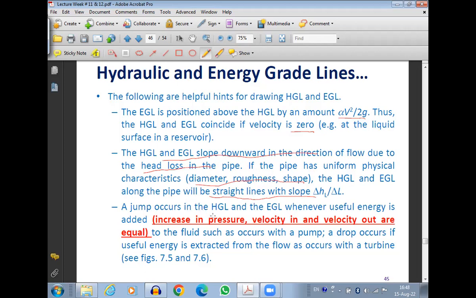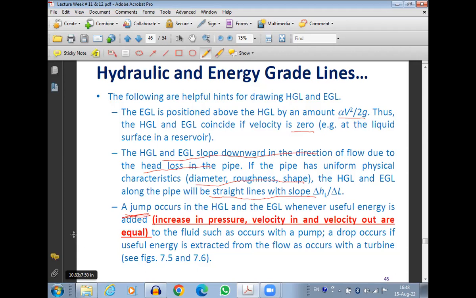A jump occurs in the HGL and the EGL whenever useful energy is added. So whenever you have a pump, there is a sudden jump in the HGL or EGL. Whenever there is a turbine, there is a sudden drop in the HGL or EGL. So why is there a sudden jump, going up or going down? Going up will be because of the pump, because additional energy is added into the fluid at that point where the pump is there.